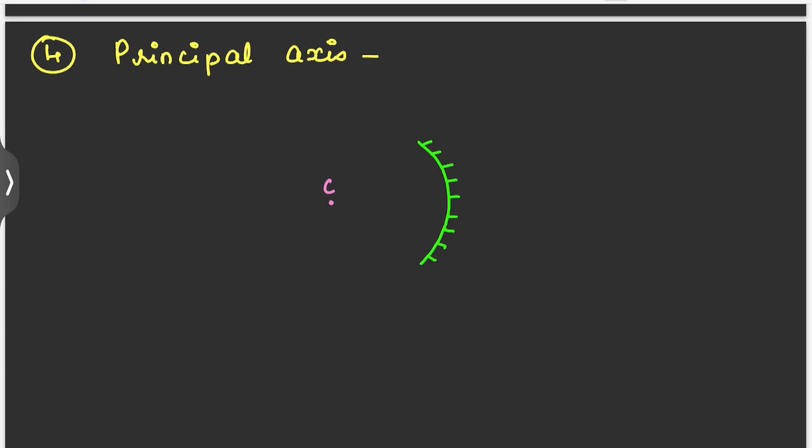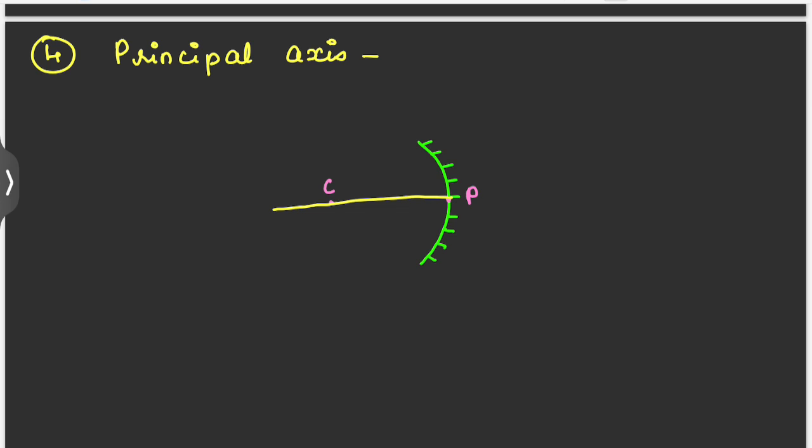Now I'll draw an imaginary line. And where is the pole present? The pole is present at the center of the reflecting surface. So this is the pole. Now if I draw an imaginary line passing through the center of curvature and the pole, this imaginary line is called the principal axis. Is that clear? So what is the principal axis? It is the imaginary line which passes through the center of curvature and the pole.